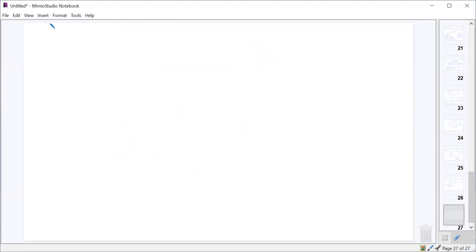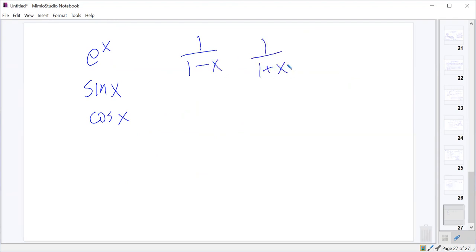So that's the basics of power series. I gave you a bunch of different power series that you need to know. I'm not going to write them all out right now, but you need to know the one for e to the x, the one for sine of x, and the one for cosine of x. Definitely the ones we just talked about, 1 over 1 minus x and 1 over 1 plus x. I think I put on there natural log of 1 plus x, and inverse tangent of x.